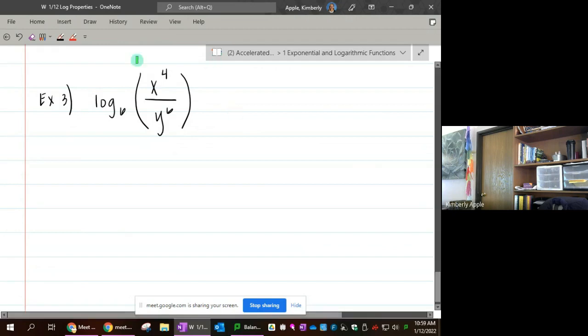So I'm going to use the quotient rule first. Let me write that out here. I'm going to use a lot of the vocabulary because, on your test, I'll say things like use the quotient rule, and I need you to know what that means. Okay. So remember, for the quotient rule, I'm going to take the log of the top, log base 6 of x to the 4th, and then subtract the log of the bottom. So that's log base 6 of y to the 6th.